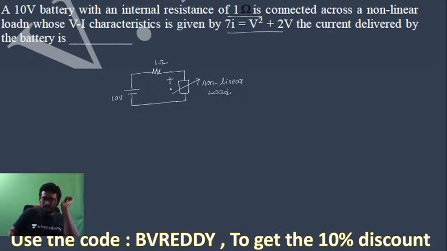Having VI characteristics given as this. Now, what can I do here? This is 1 ohm, so if I apply the same current I will pass here. If you apply KVL in this loop, what will we get here? This value is given as 7I. The characteristics are given as 7I equals V square plus 2V.